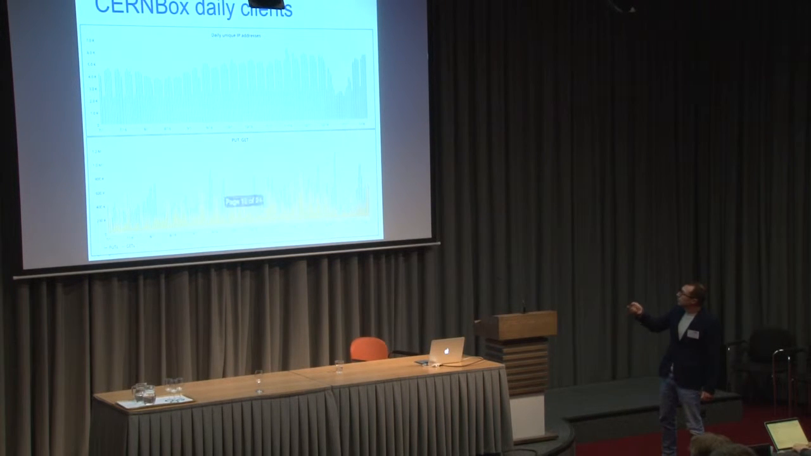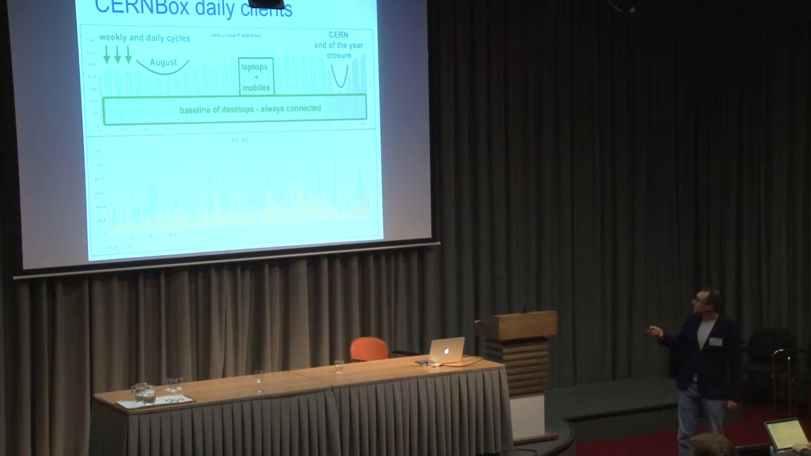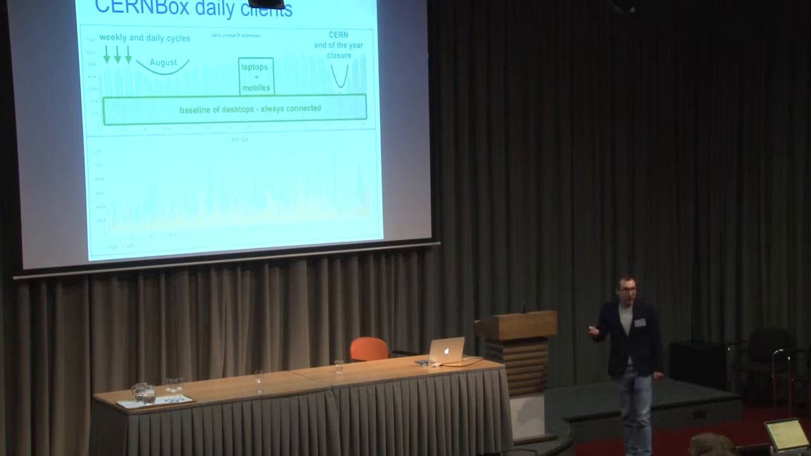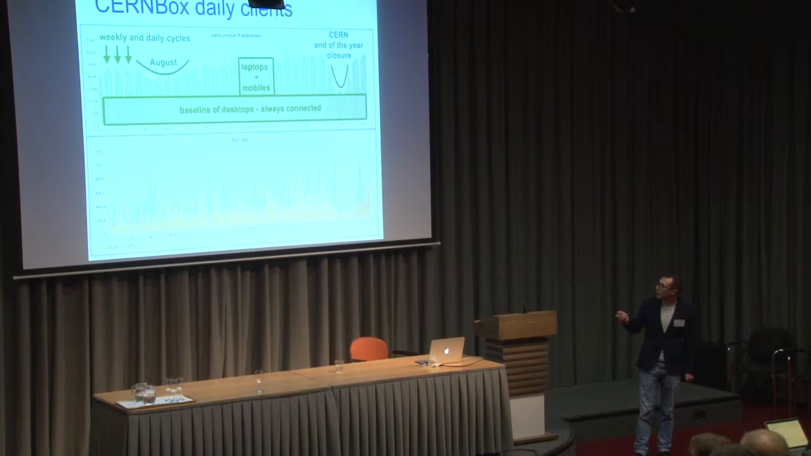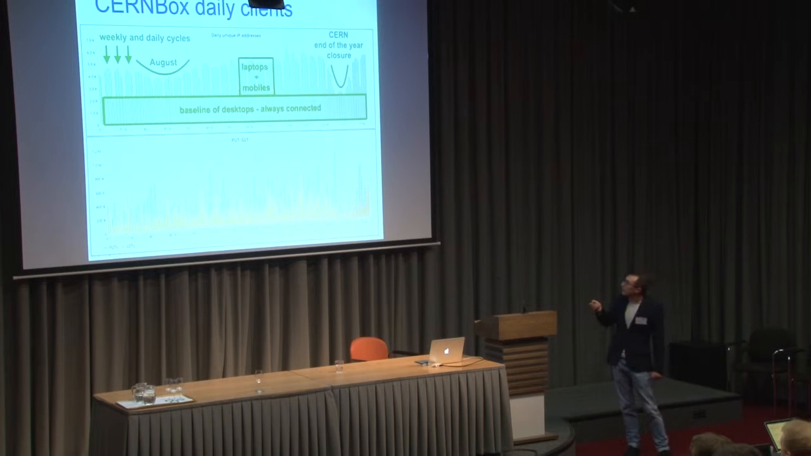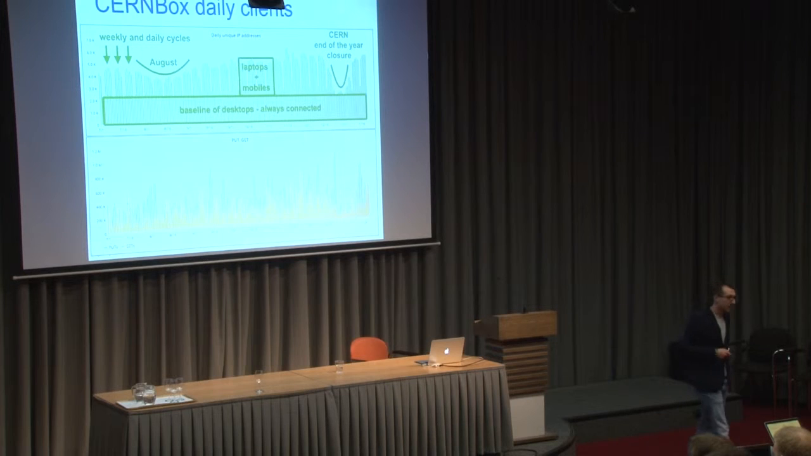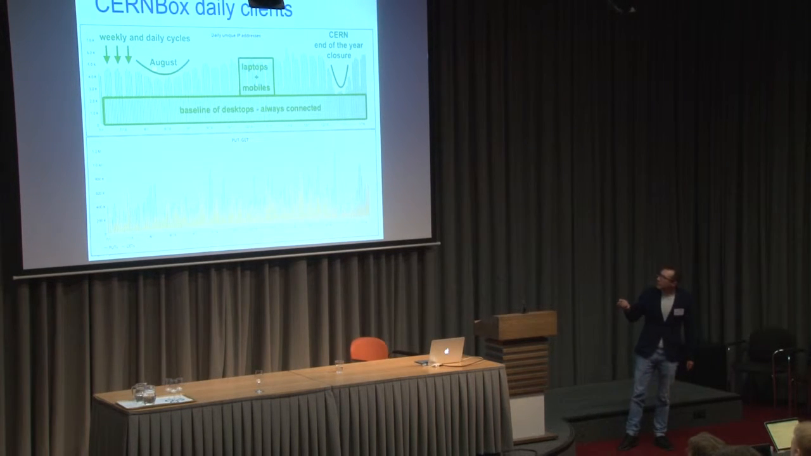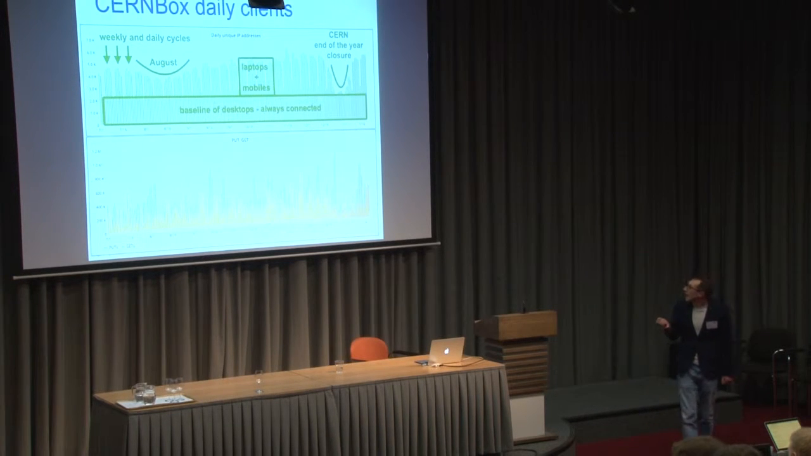in the top image, you can clearly see that we have a baseline of desktop sync clients which are always connected. And then you have a kind of weekly cycle and a daily cycle where people come in and connect with their laptops and mobiles, etc. And this is only active during the working hours of the day. You can also see a dip, the August holiday. You can see here there is a quite deep hole.